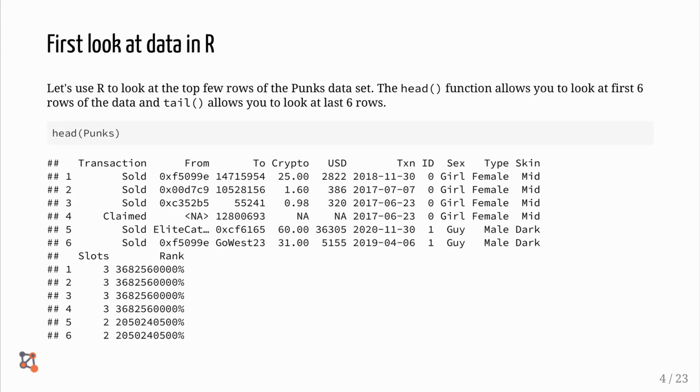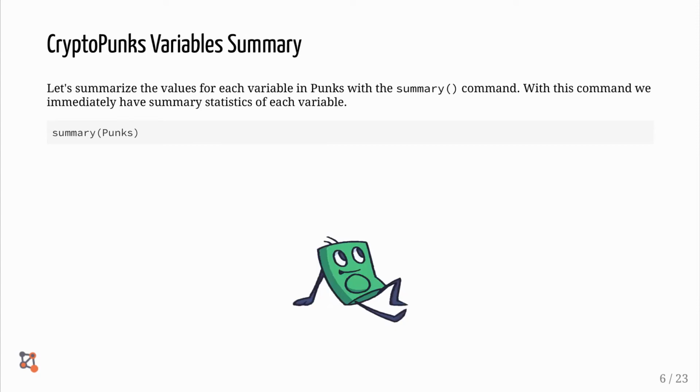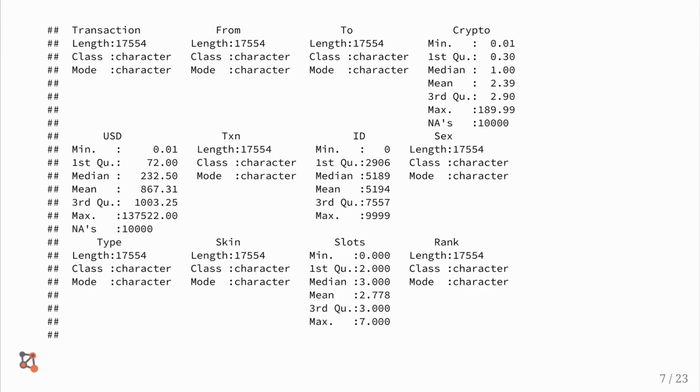Let's use R to look at the top few rows of the punks dataset. The head function allows you to look at the first 6 rows of the data, and the tail function allows you to look at the last 6 rows. The str command, short for structure, gives us a summary of each variable along with the size of the data frame. The punks data frame has 17,554 observations and 12 variables. You can also summarize the values for each variable in the punks dataset with the summary command. The results are shown here.